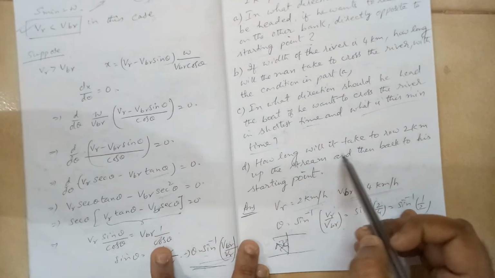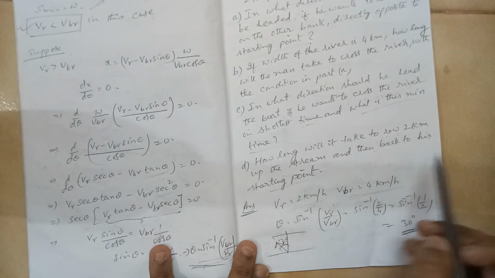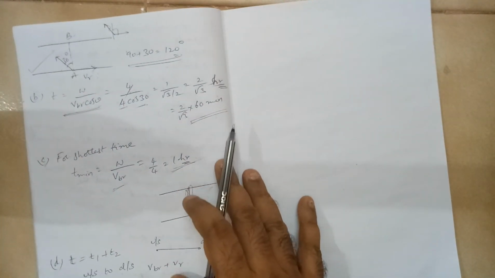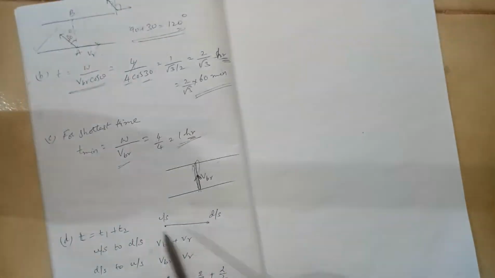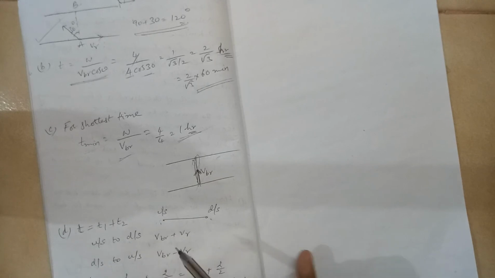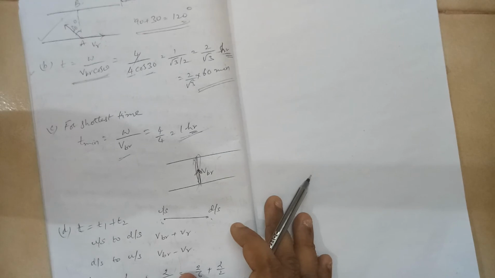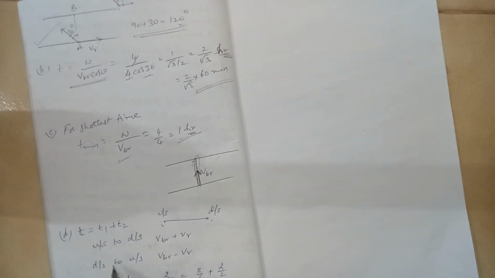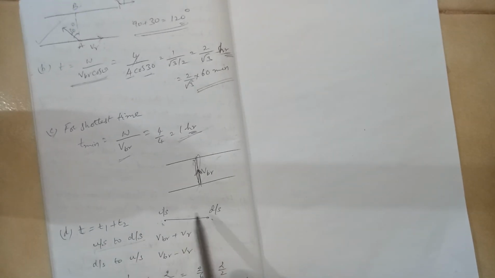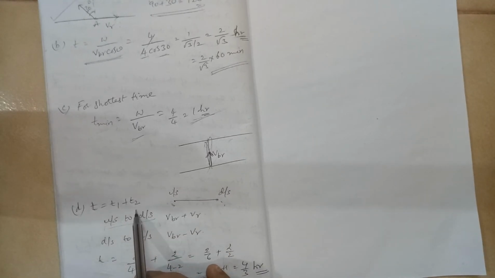Last question, how long will it take to row 2 km up the stream and down the stream from the starting point? In my bridge course, I have done boats and streams problems. In that we have done this. A river has an upstream and a downstream. While going from upstream to downstream, the river speed will be helping you. While going from downstream to upstream, the river speed will act against. So upstream to downstream, what is the total time taken? Total time, let us say T1 plus T2. Upstream to downstream it is T1, and downstream to upstream it is T2.